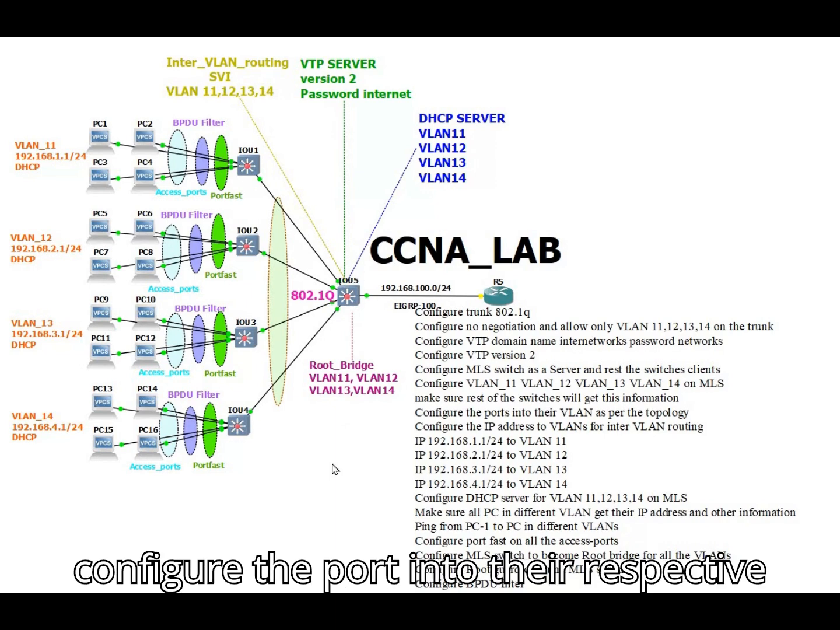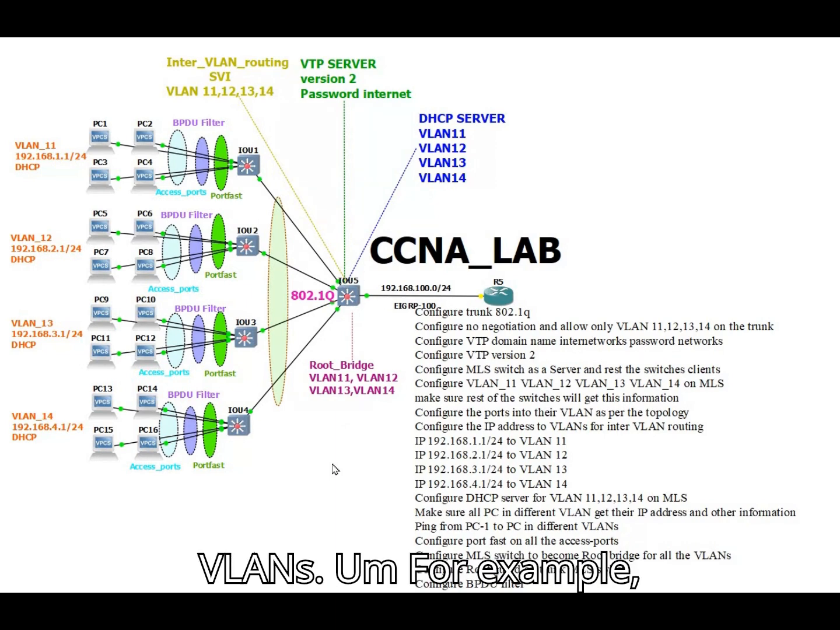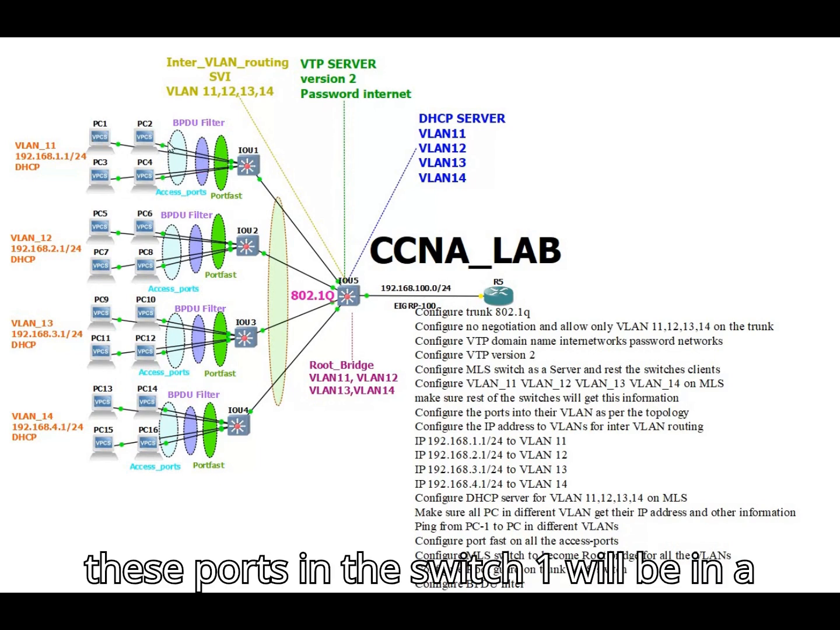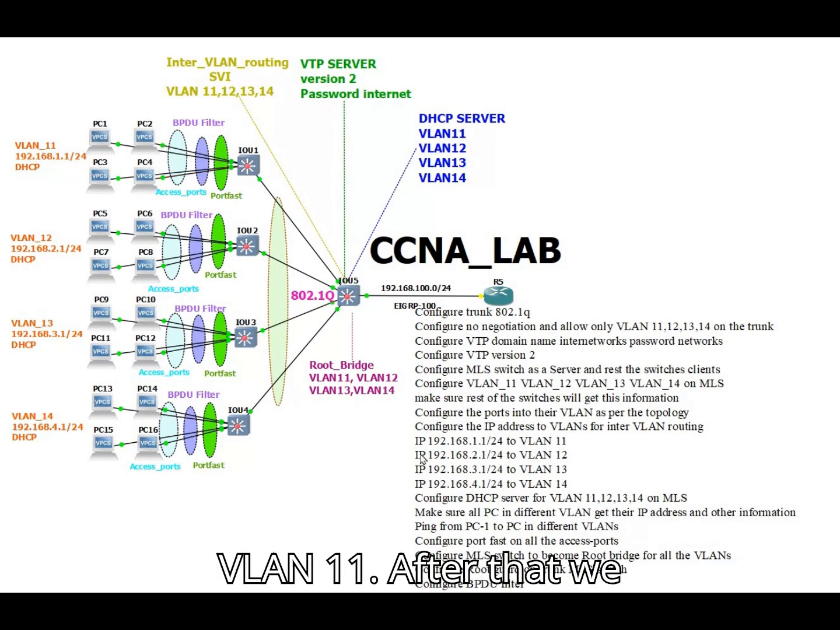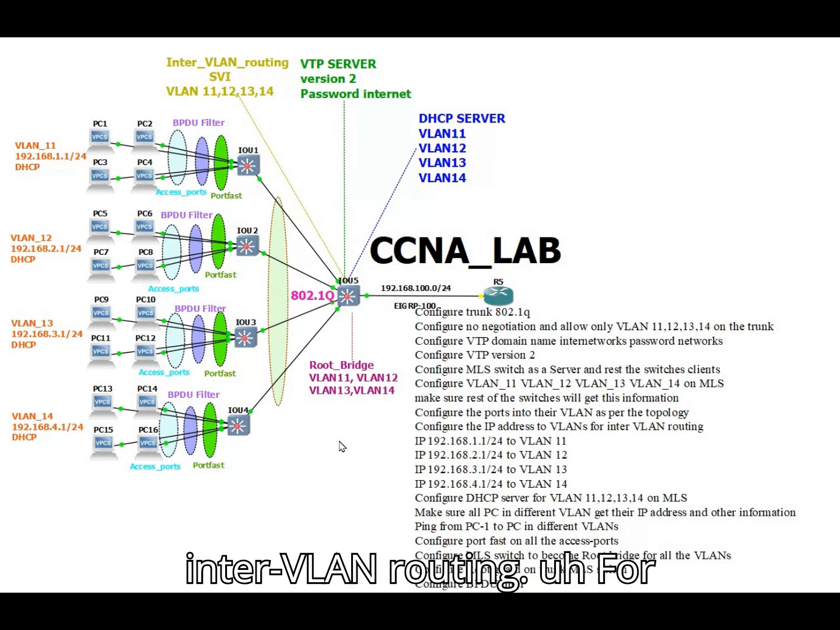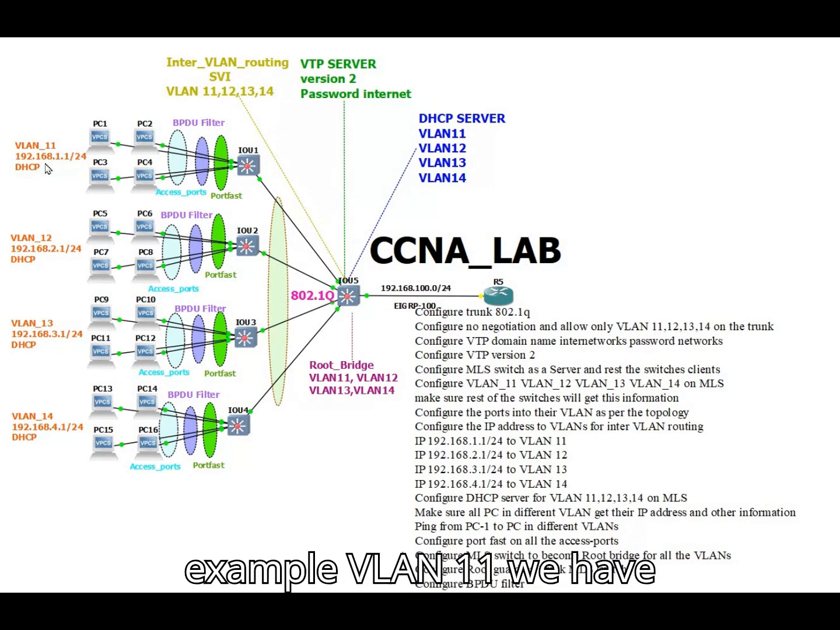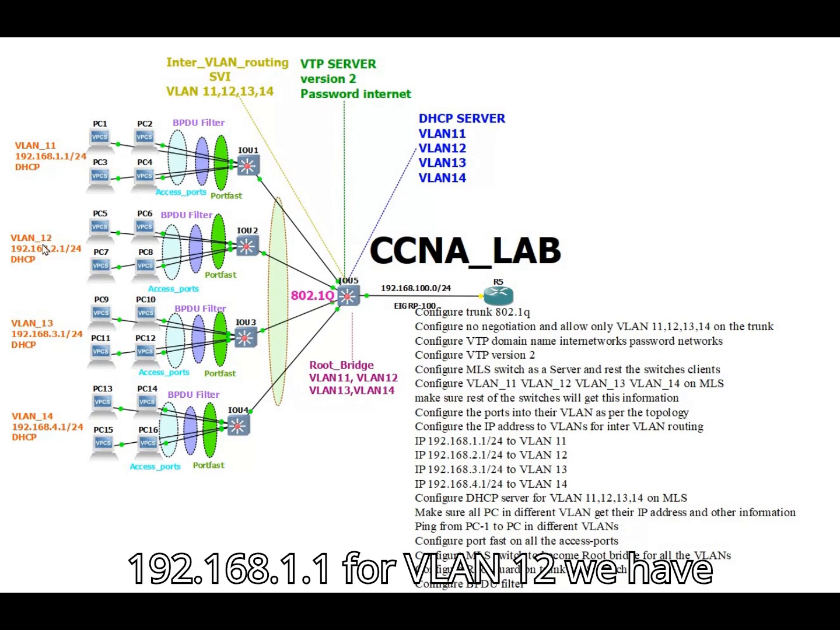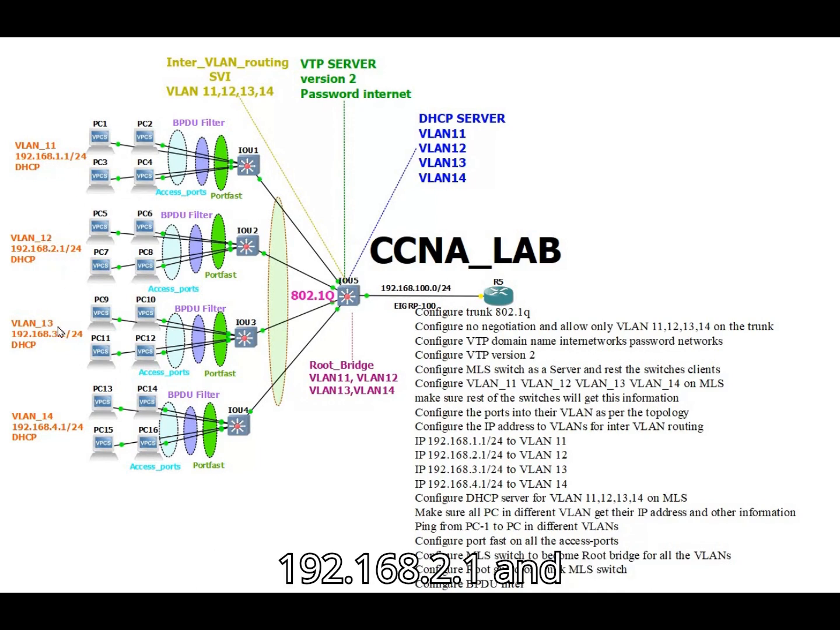Okay, then we configure the ports into their respective VLANs. For example, these ports in switch 1 will be in VLAN 11. After that, we configure the IP addresses on their VLANs for inter-VLAN routing. For example, for VLAN 11 we have 192.168.1.1. For VLAN 12 we have 192.168.2.1, and like this, VLAN 13 we have 192.168.3.1.